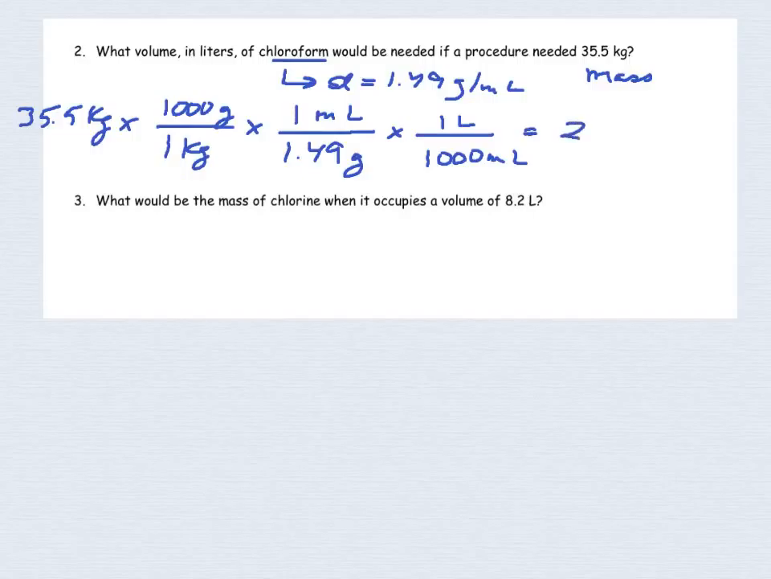a final answer with significant digits. I've got to round to 3 places. If you look at your calculator, it's going to say 23.8 liters is the answer.